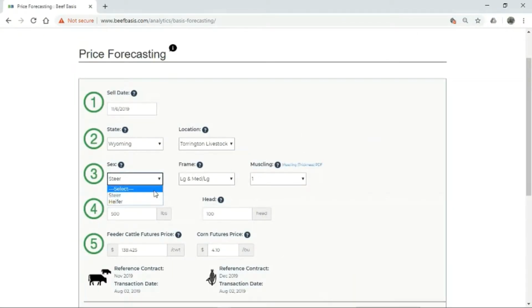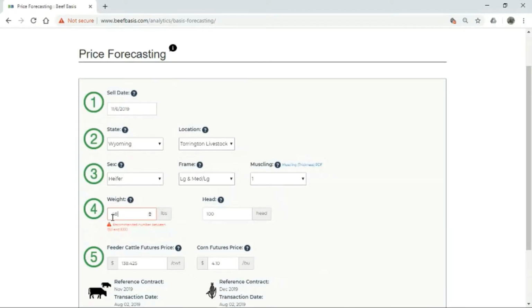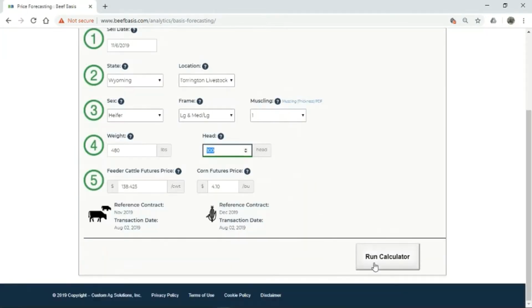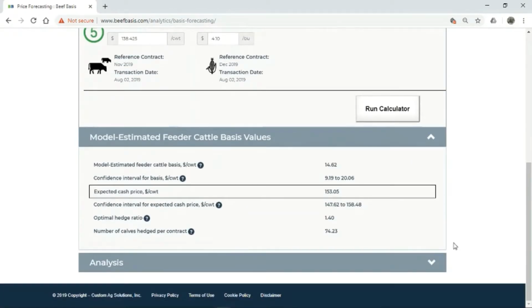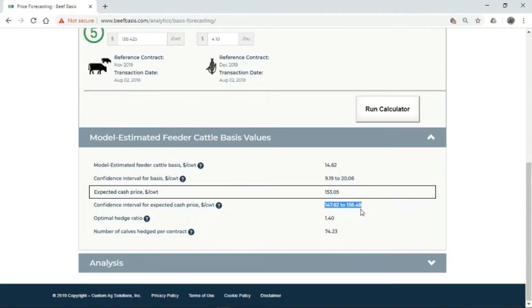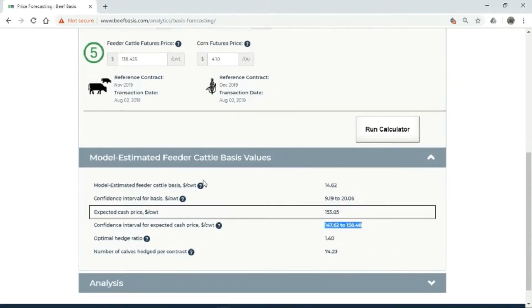We can also choose to analyze a price forecast for heifers. Say the heifers are going to be about 20 pounds lighter than the steers, 480 pounds. We'll leave the number at 100. We'll tab and run the calculator, and we see we also have a price expectation and a range for 480-pound heifers.